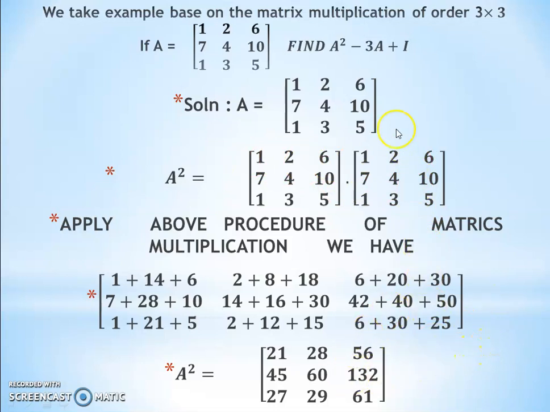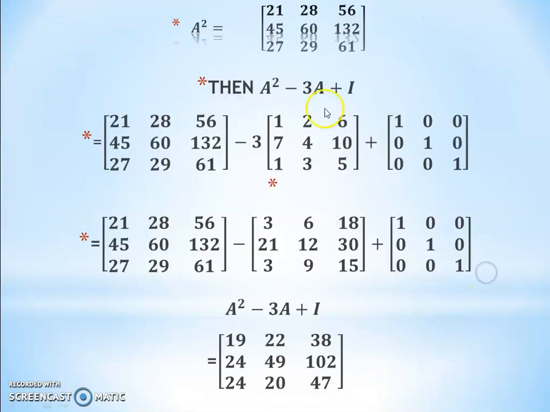Now we have to take the 3 into A plus I. So we have to consider the equation. We have A square in this format. Now we have to take A square minus 3A plus I, the given equation. I write the A square as 21, 28, 56, 45, 60, 132, 27, 29, 61. Minus 3 here. A is again the given matrix, 1, 2, 6, 7, 4, 10, 1, 3, 5. Now plus I is there.